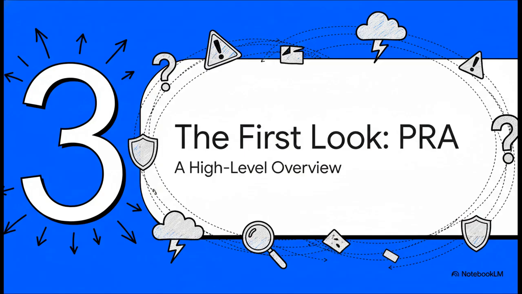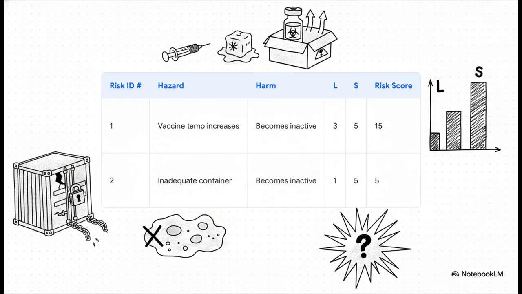Okay, so we've talked strategy. Now let's get into the actual tools you can use. The first one up is the preliminary risk analysis, or PRA. This is your go-to when you just need a quick, high-level look at what could go wrong with a new project. It's the perfect first step. Let's look at a real-world example to see how this works.